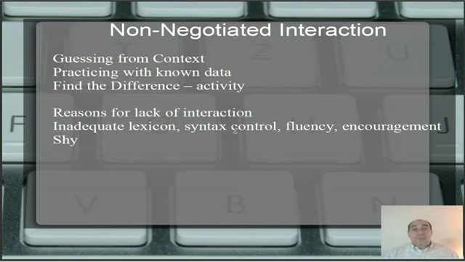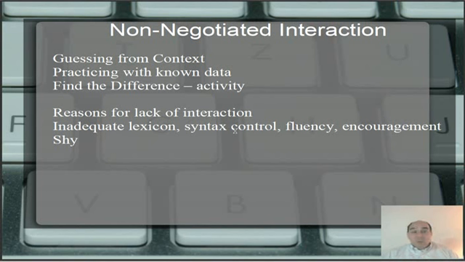Finally, Nation talks about some reasons why people do not interact, and we have to deal with all of them. One reason is that they simply don't have the diction. They don't have the lexicon. They don't have the vocabulary. They need at least 1,000 words just to get started. And so you want to build that up if it's low. They don't have control over their syntax. You've got to start dealing with the basic syntax, and then you want to move up.